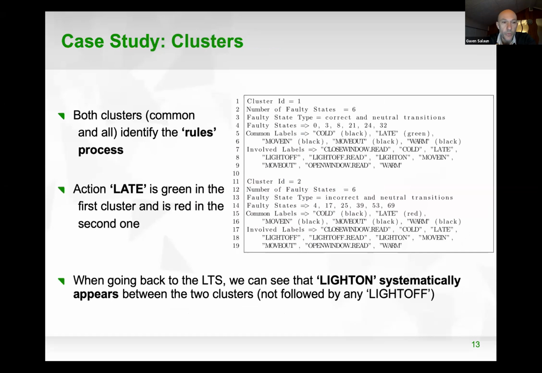The cluster computation confirms that there are 2 clusters. By looking more precisely at the details of these 2 clusters, we can see that all labels identify the rules process, meaning that the bug should be located in this portion of the specification. Another interesting point is the action late, which appears in green in the first cluster and in red in the second cluster.